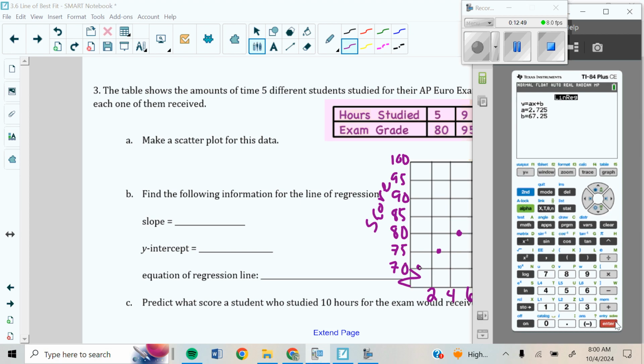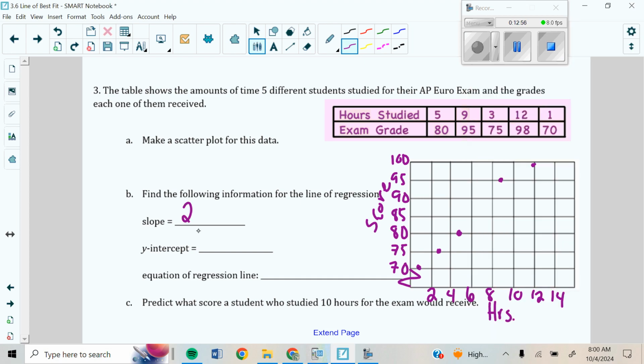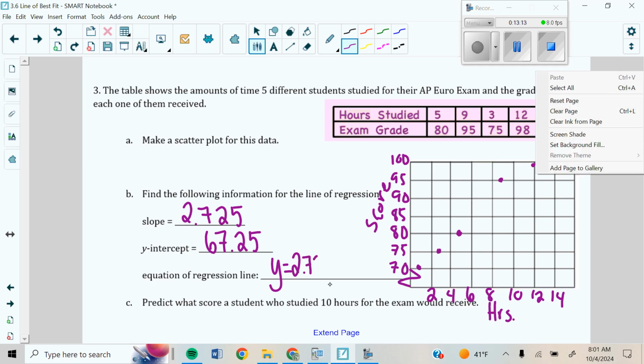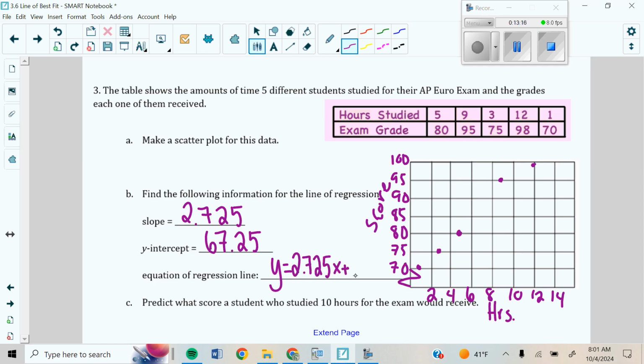So now we can write these in on our form. So A is our slope, so 2.725. Y-intercept was 67.25. And then it's our equation for regression line. So now we're just going to plug our slope and our y-intercept into slope-intercept form. So y equals 2.725x plus 67.25. That's our linear regression.